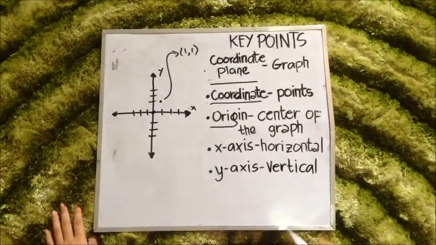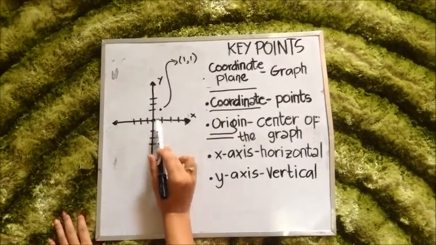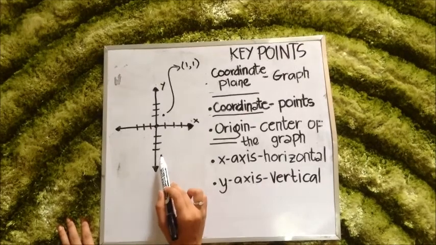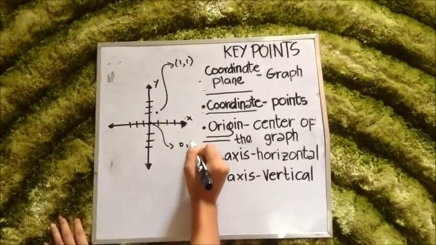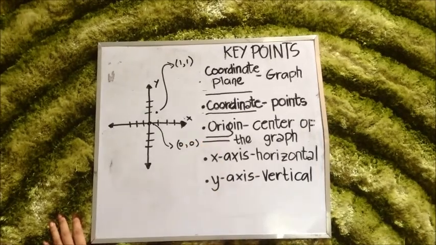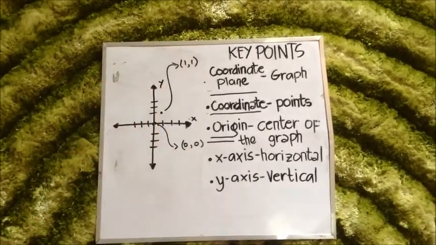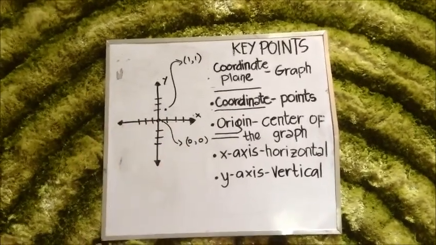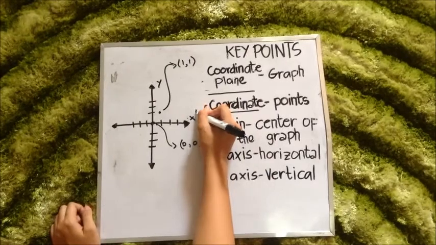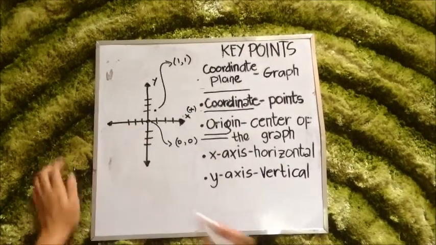Then we have the origin. This is found at the center of a Cartesian plane where the x and y axis intersect. As mentioned earlier, we have the x and y axis. X-axis is the horizontal line. Everything from the right is positive, and everything from the left is negative.